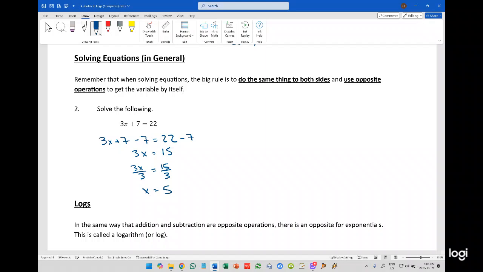So anytime we do something to one side of the equation, we have to do the same thing to the other side of the equation. We need to keep that in mind because when we're using logs, we have to do the same thing. If we log one side, we have to log the other. We cannot leave the other the same and just log one side. And a lot of people have a tendency to do that.